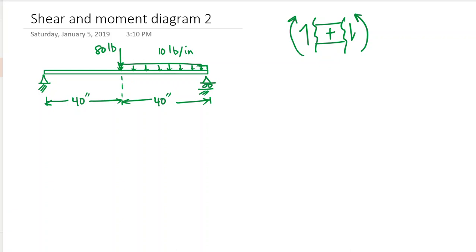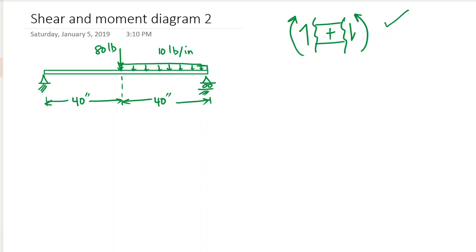So we will use the same positive sign conventions as we have seen in the previous lecture, where a shear force to the left of the cut going up is positive, to the right of the cut coming down is positive, and then the moments also, which are shown in the figure.